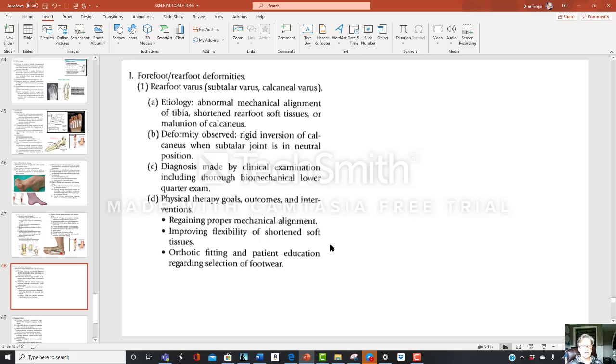Diagnosis is made by clinical examination, including a thorough biomechanical lower quarter exam. Physical therapy goals, outcomes and interventions: regaining proper mechanical alignment, improving flexibility of shortened soft tissue, orthotic fitting, and patient education regarding selection of footwear.